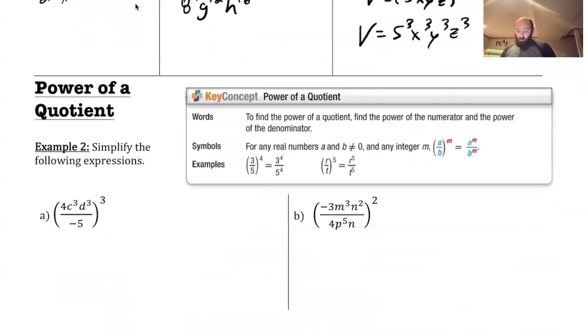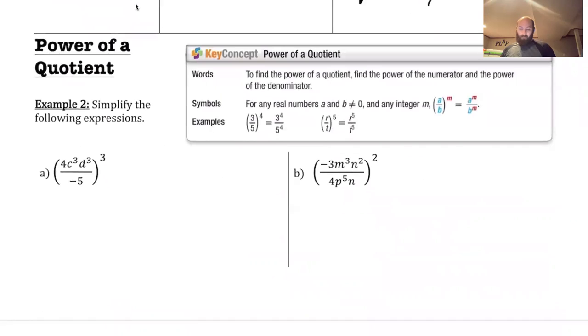The last rule we're going to cover is the power of a quotient. Okay. This one, there's not much to it. To find the power of a quotient, find the power of the numerator and the power of the denominator. Kind of works the same way as with the power to a power. Everything inside the parentheses is raised to that exponent. So if I have a fraction a over b that's raised to the m power, that's the same as a to the m over b to the m. Okay, so that's what we're going to do here.